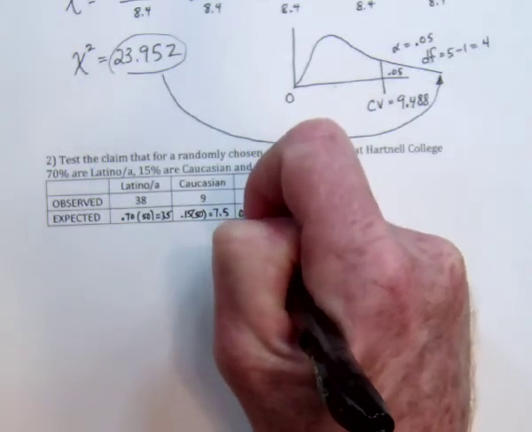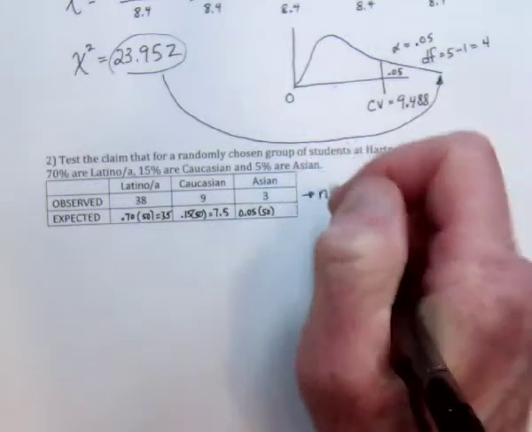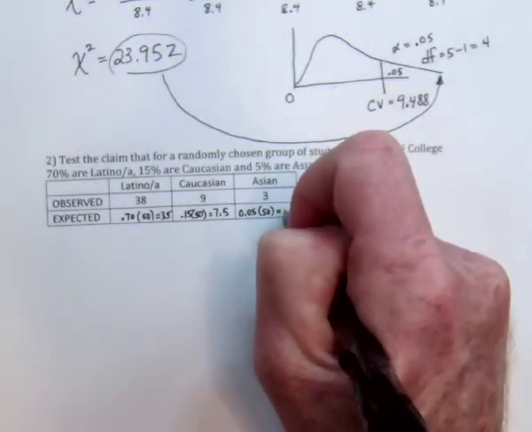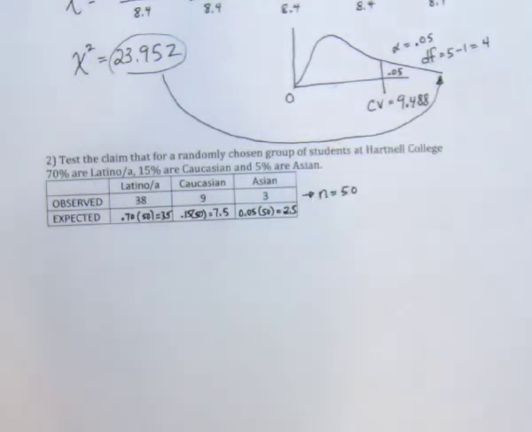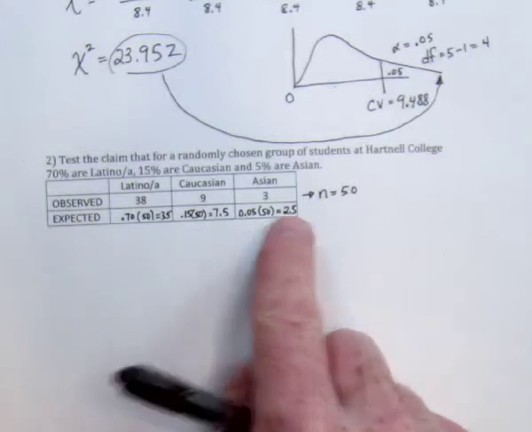And this one should be 5% of 50. 5 times 5 is 25, so that would be 2.5. So actually the numbers aren't off by too much. This is only off by 3, only off by 1.5, only off by 1/2.